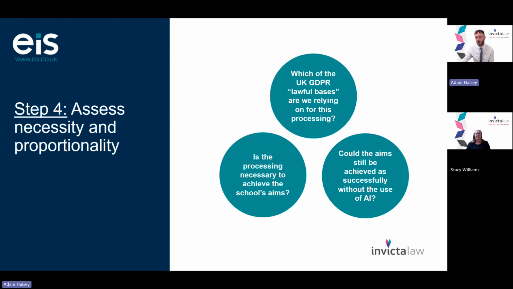And back to Stacey for step 4. Thanks, Adam. So looking at step 4 now, we're assessing necessity and proportionality. We're looking at what lawful basis we're relying on for this processing in the UK GDPR. We're looking at, is the processing necessary to achieve the school's aims? And also, could the aim still be achieved as successfully, but without the use of AI in this particular example?